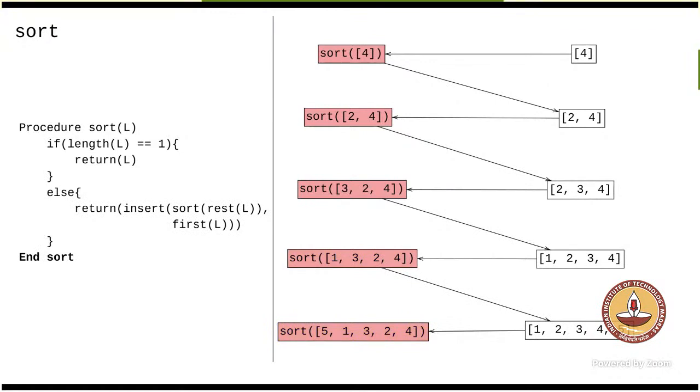So this is a particular sorting algorithm called insertion sort, where you insert an element in an already sorted, or partially sorted, list. And you keep increasing the size of this list, and finally the entire list is sorted, right? So this is called recursive insertion sort.